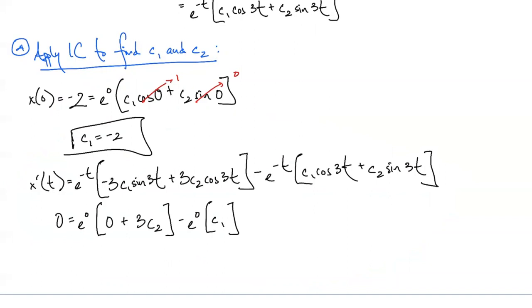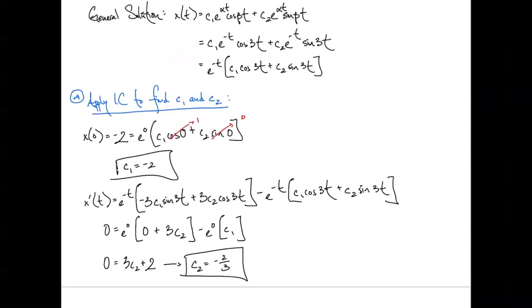All right, so what do we have? We have 0 equals 3c2 plus 2, because c1 is -2. And so we're going to find c2 to be -2/3. And then we're going to put those all back in our equation, and we're going to get x of t equals e to the -t times (-2 cosine 3t minus 2/3 sine 3t).